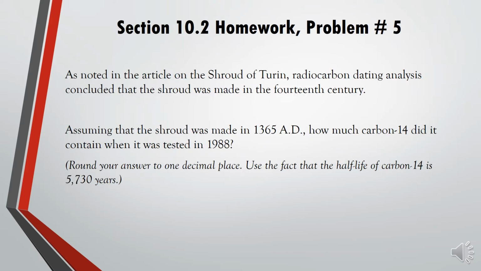This first problem comes from the homework, and it references an article that I'm going to show you on the next slide. It says, as noted in the article on the Shroud of Turin, radiocarbon dating analysis concluded that the shroud was made in the 14th century. Assuming that the shroud was made in 1365 AD, how much carbon-14 did it contain when it was tested in 1988?